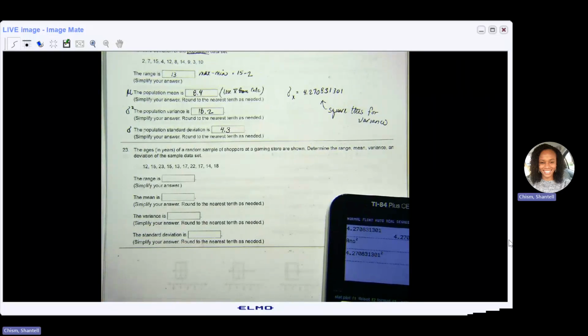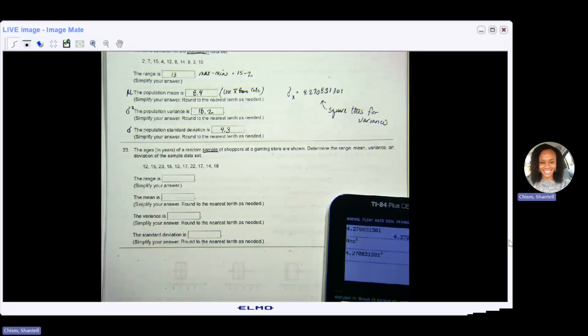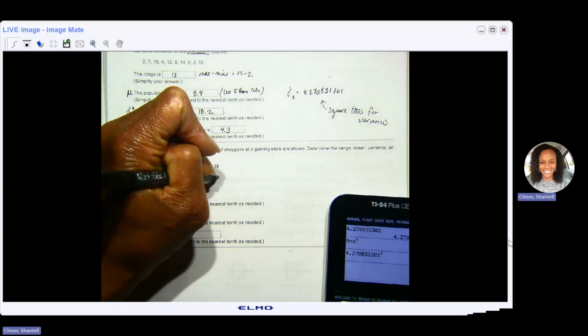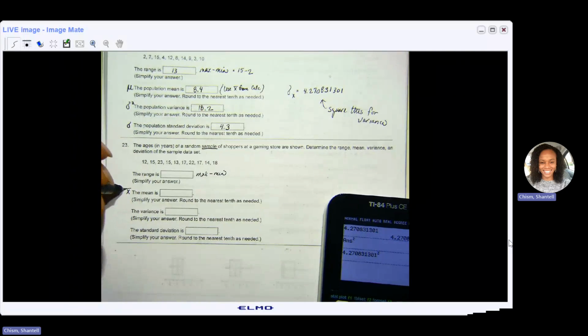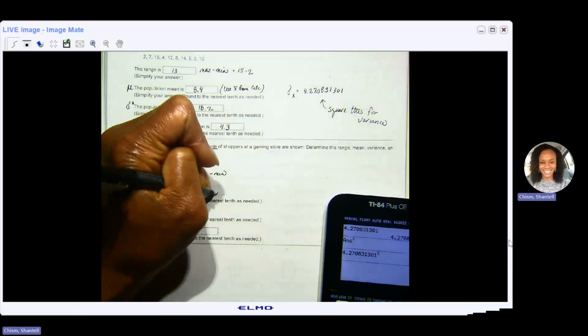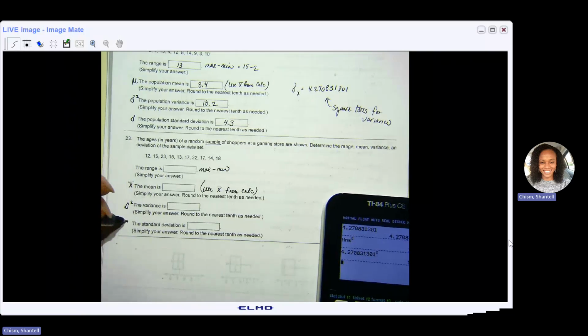23 is a similar problem. The only difference is it's a sample now. So I'm going to do this one too. I'm going to do it the exact same way. The range is the max minus the min. The mean is X bar because it's a sample. Okay, and we're still using X bar from the calculator. No matter what, we use that. Okay. The variance is S squared this time because it's a sample, and the deviation is just S.